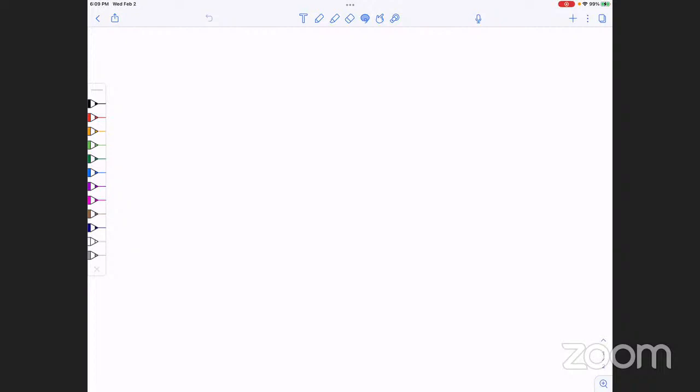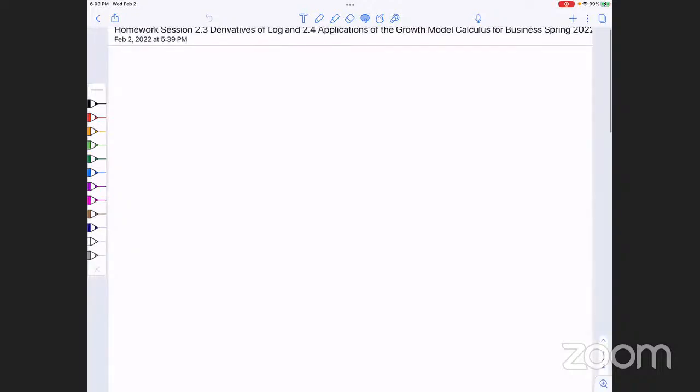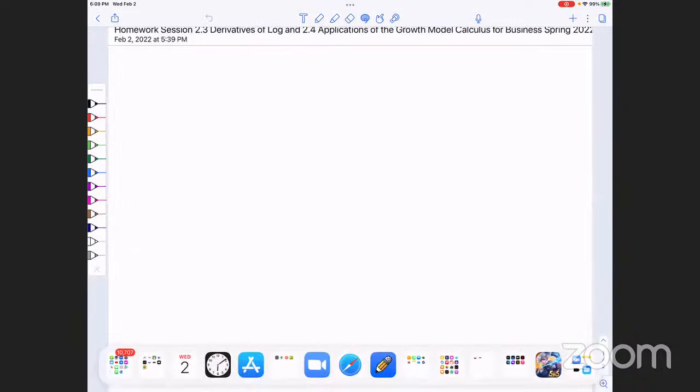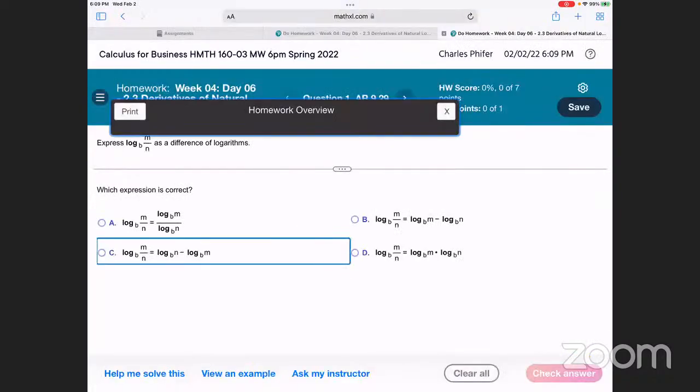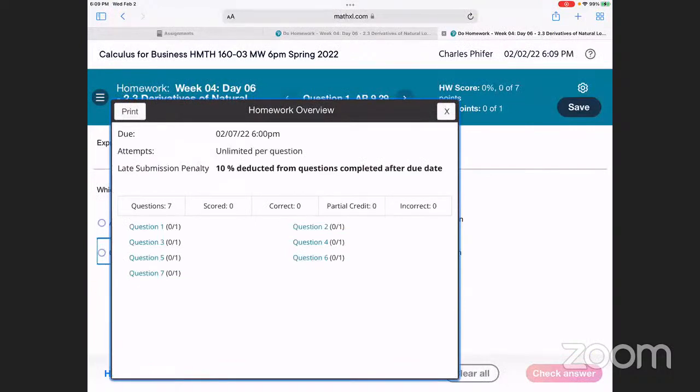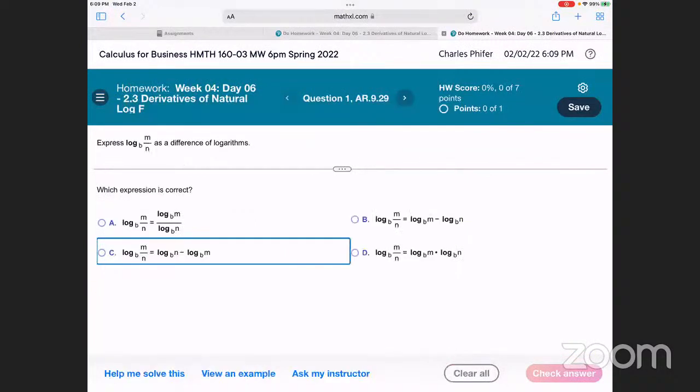Now, I just glanced at section 2.3. Let's see if I can hop over there. This section only has, can I pull it up? There it is. This one only has 7 questions, right? So 4 questions correct, and this one you're done. But there are four sections in this entire week, right?